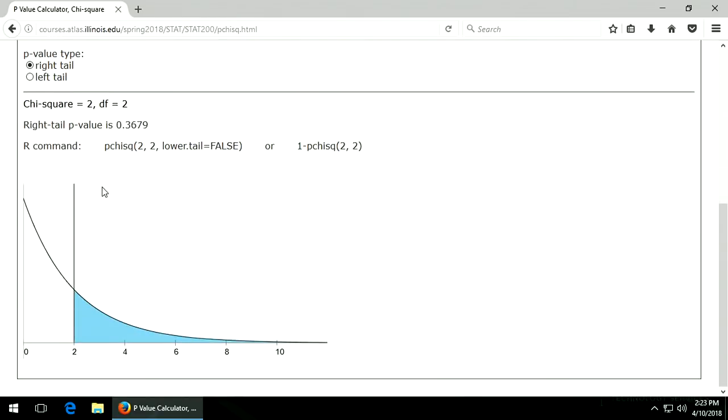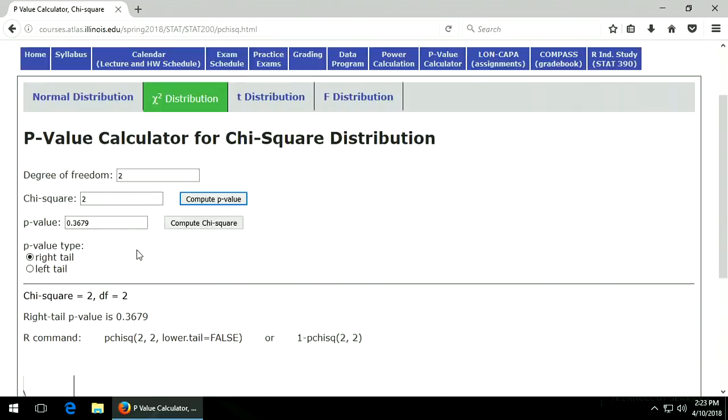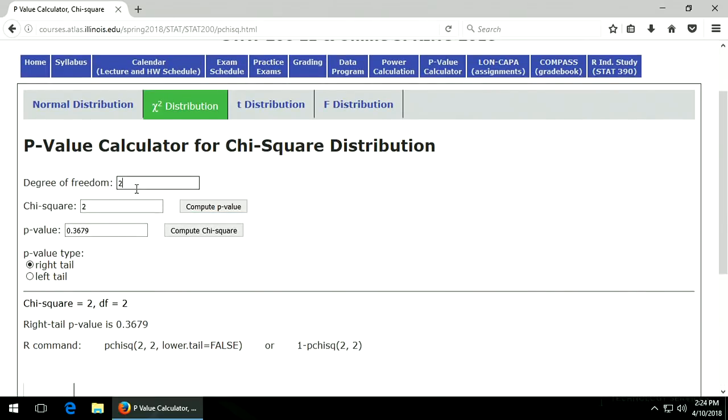Now, it's not 50% because it's not a symmetrical distribution. This is the mean. And remember, it's a long right-hand tail. So the mean is going to be to the right of the median. The median would be the 50% mark. I mean, if you had 20 degrees of freedom, eventually this is going to look pretty normal, right? So if you had something like 20 degrees of freedom, then it will be closer.